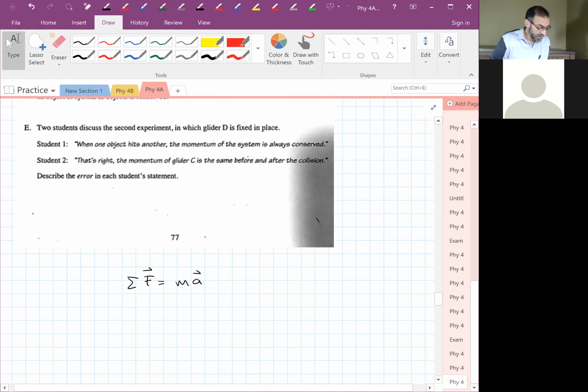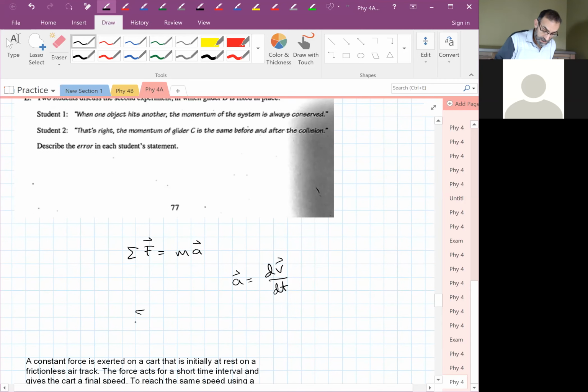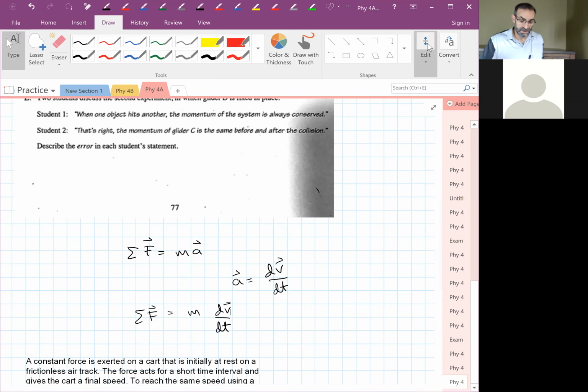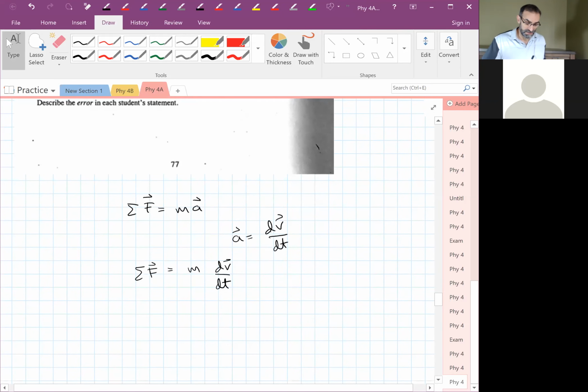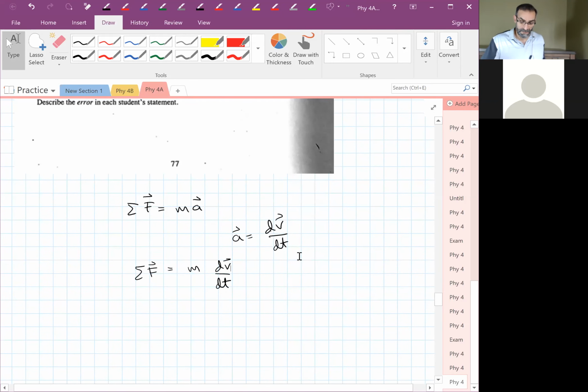Sum of the forces equals ma. What is a? dv dt. So we're going to plug that in there. What do we get? We get sum of the forces is m dv dt. Okay, so far so good. This is all stuff we know. Newton's second law and the definition of acceleration, right? That's all we're using so far.